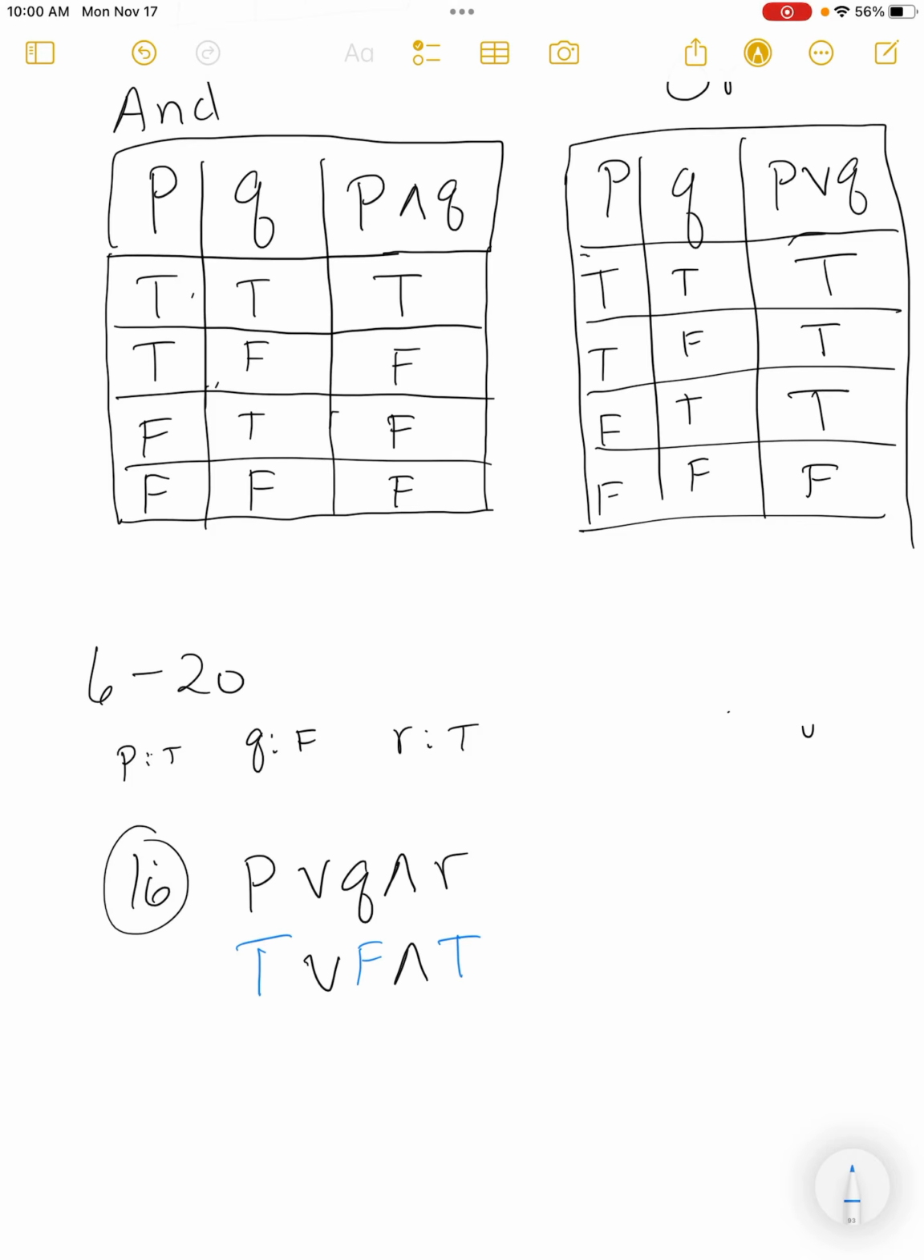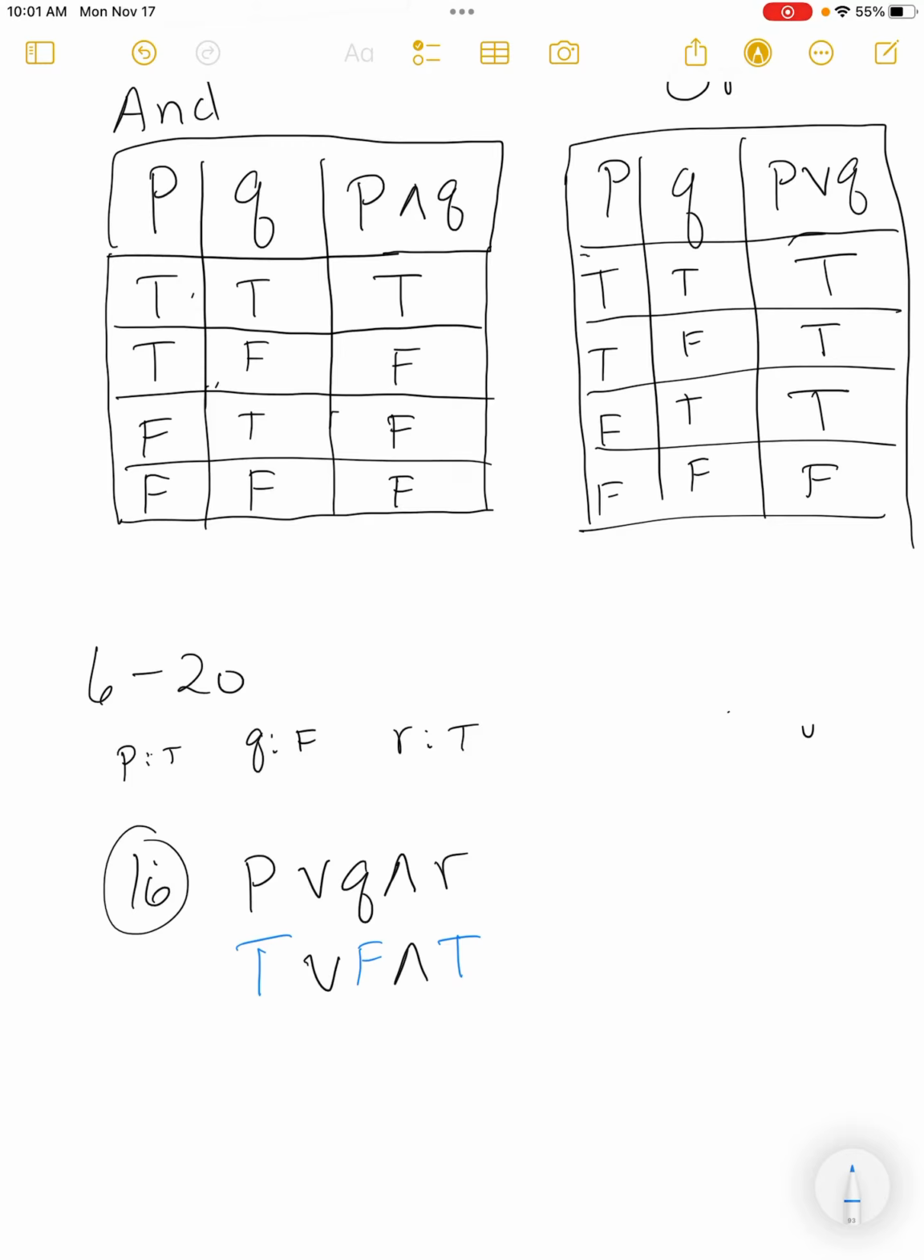So if you remember your order of operations, it's what I want to say. It's not what they called it in the end. They called it dominance, from least to most dominant. And so you would do parentheses first, then the negations, like we did with the last one, did the negation first.